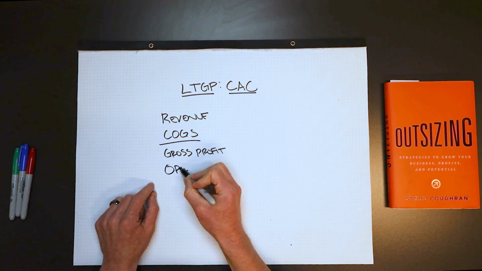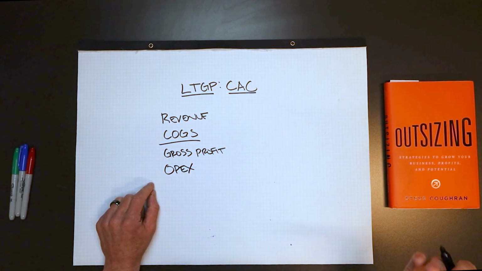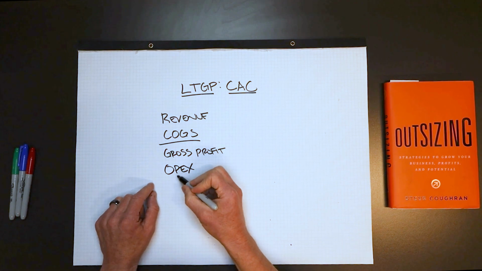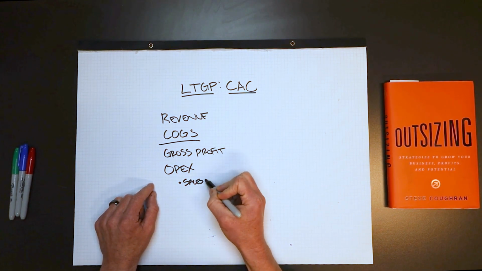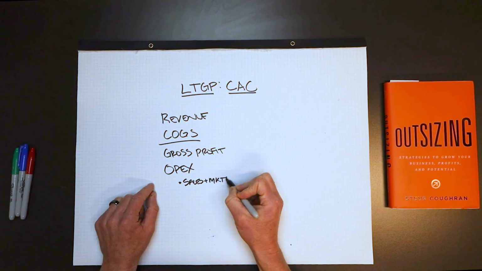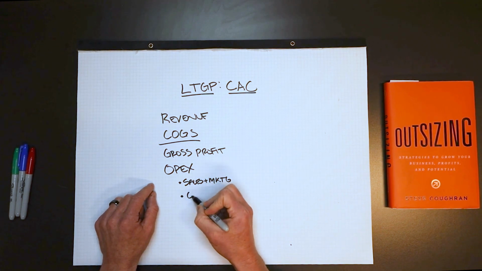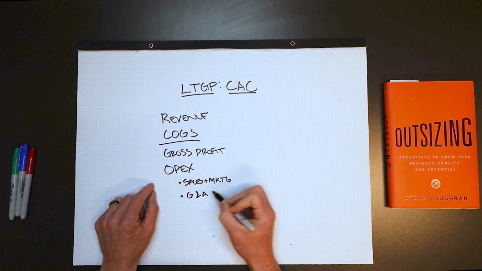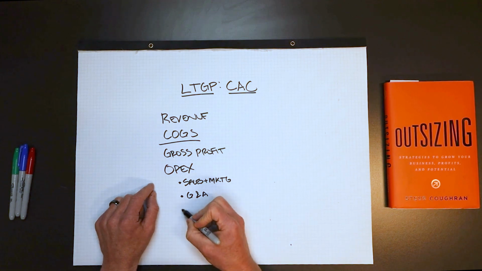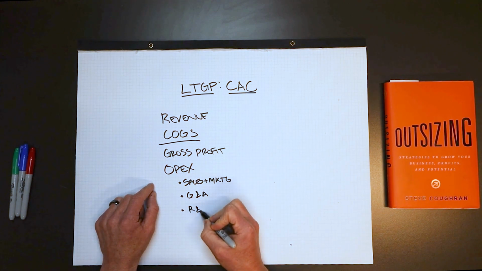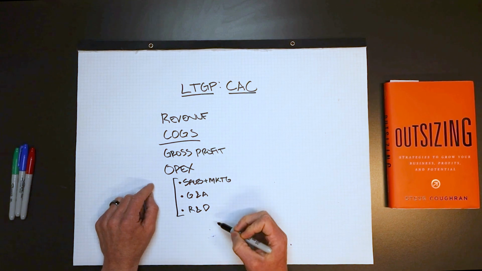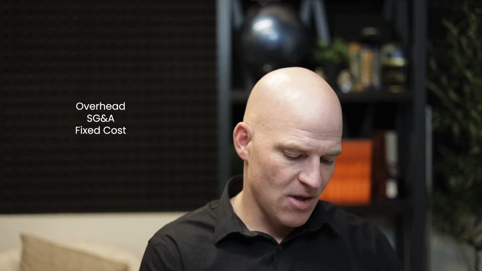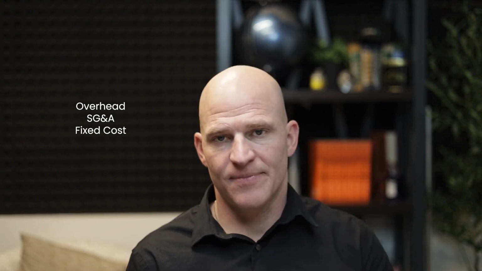All right, let's keep going down the line here so you can understand how the income statement flows. Next, we have OpEx, which is just short for operating expense. And under OpEx, there's really three categories. We have sales and marketing. Next, we have general and administrative expenses. And then finally, we have research and development. You add all these three together and you get OpEx, your operating expense. That's the same as overhead, SG&A, fixed costs, same thing.